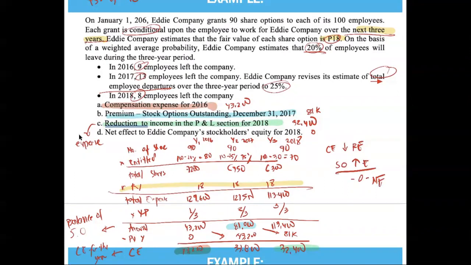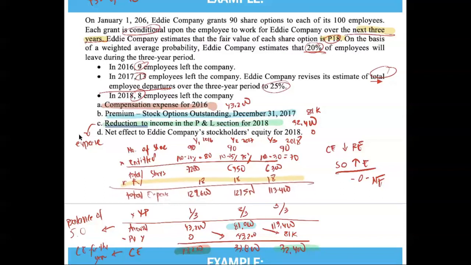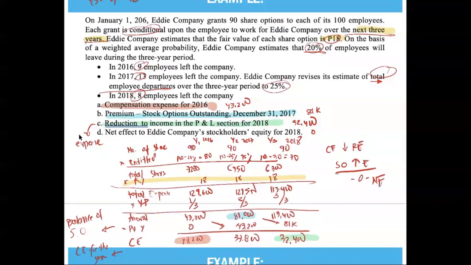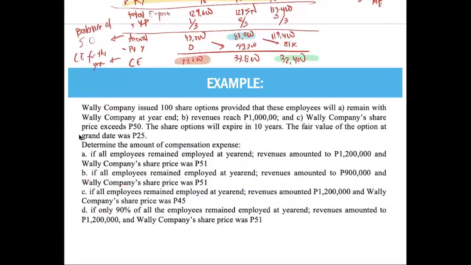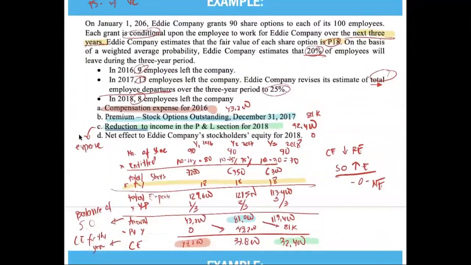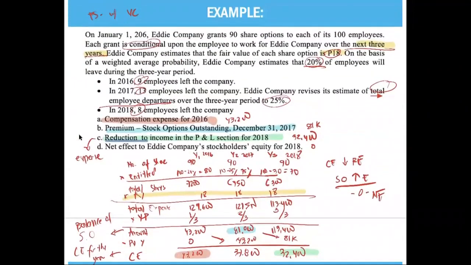Okay? So I hope we are clear as to the computation of this particular type of share-based transaction. Take note the amount represents the balance of share options, and the last is the compensation expense for the year. And the last one, our answer is zero.